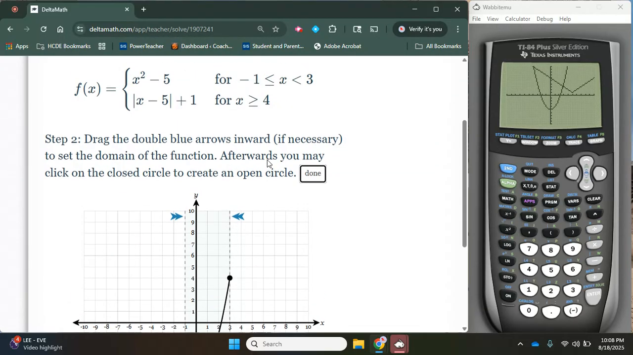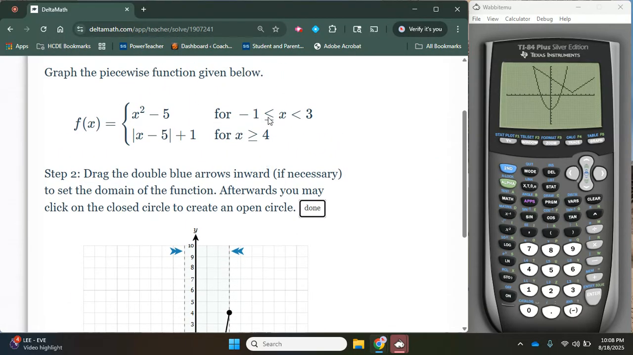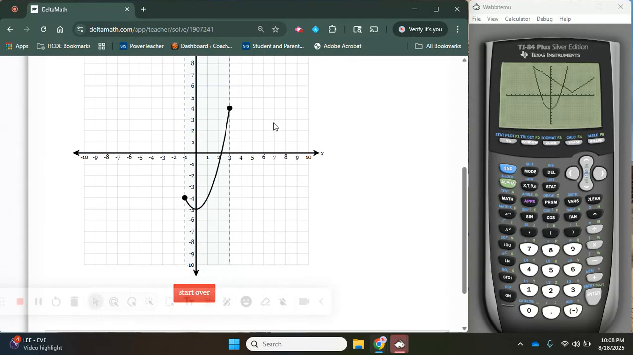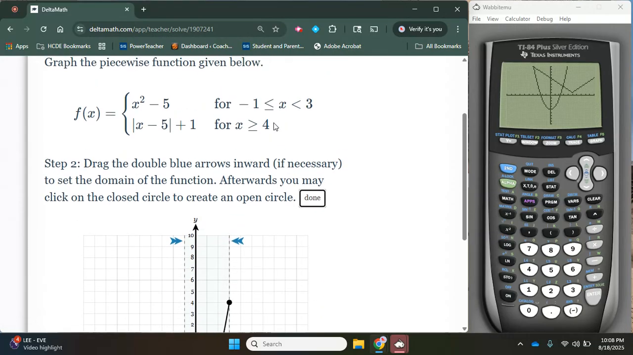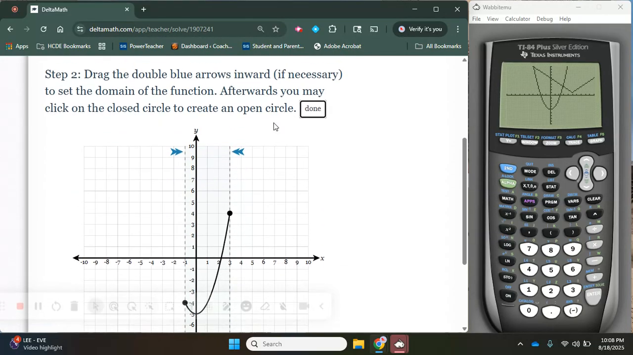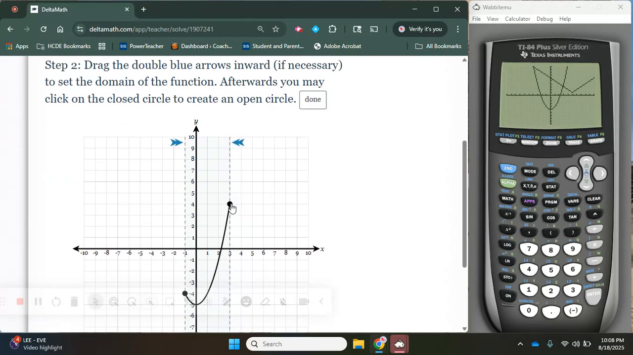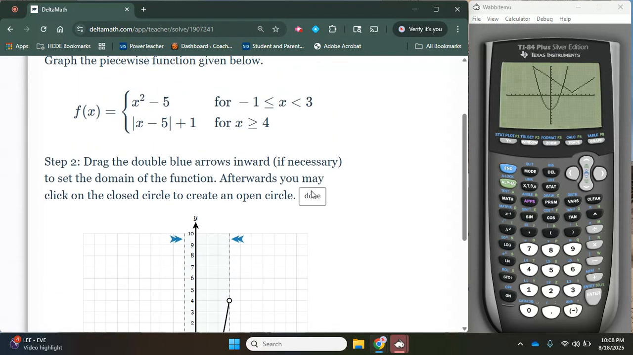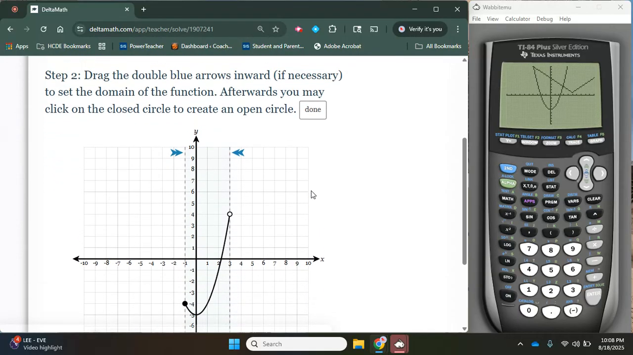Now it's a question of what kind of circles should we use. Well, at our -1 we do have an equal sign, which means it is a closed circle. That's already done. And our x value equal to 3 does not have an equal sign, so we need to have an open circle here. So this is what the quadratic equation, x squared minus 5, with a domain between -1 and +3 looks like.